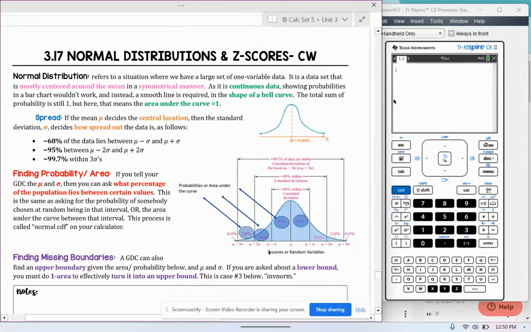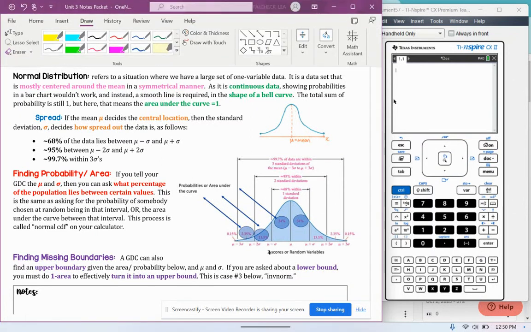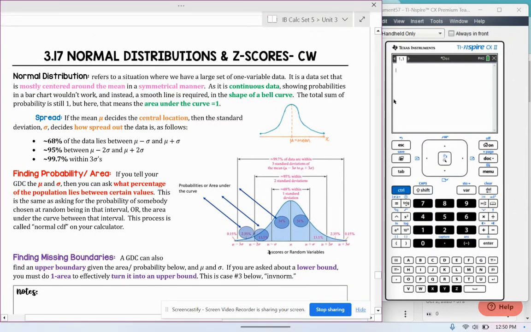Hey guys, let's talk about normal distributions. So, a normally distributed set of data is going to be continuous data that is mostly centered around the mean and symmetrical in manner. Probability distributions, the continuous ones, they come from a family of functions that look like this.